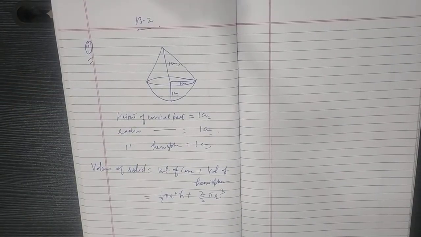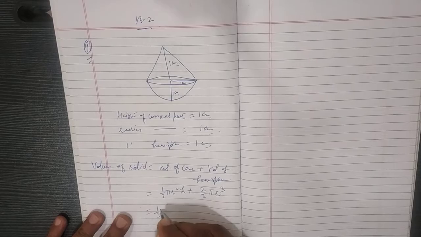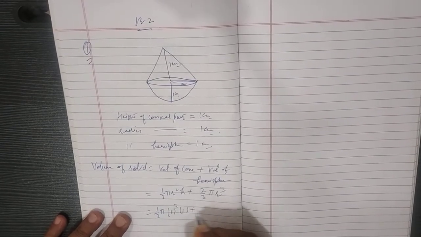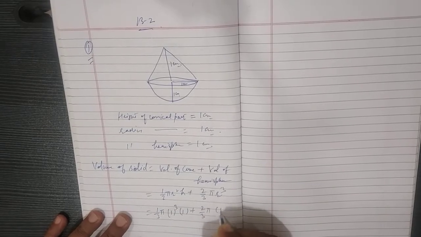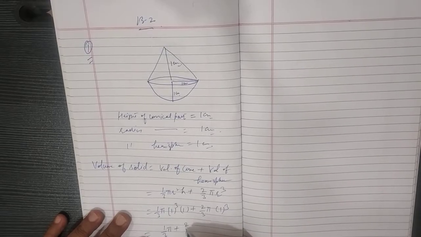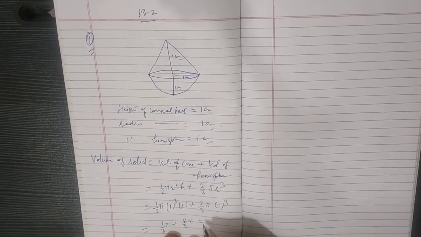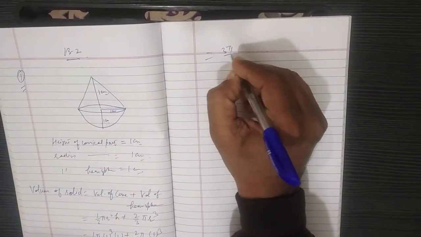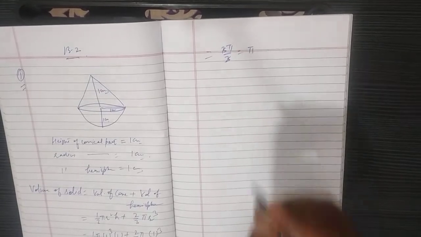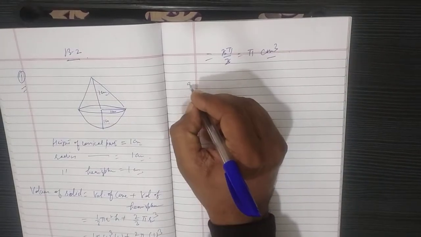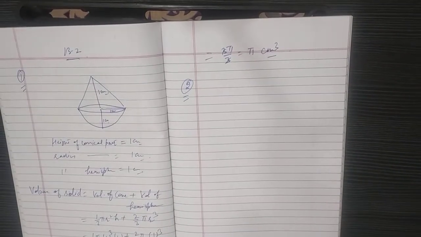Because we have to find the answer in terms of pi, we will take pi as it is. Radius is 1, height is 1. Similarly here radius is 1. So it will be 1 upon 3 pi and 2 upon 3 pi. We'll take the LCM. Pi plus 2 pi, that is 3 pi upon 3. So pi centimeter cube is your answer. This is the first question. Now we'll move to the second question.